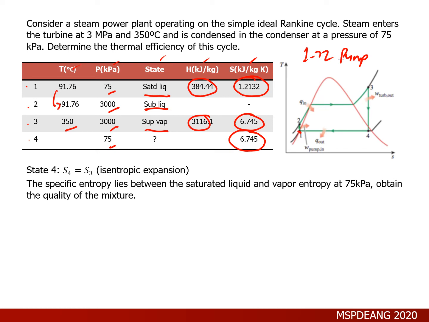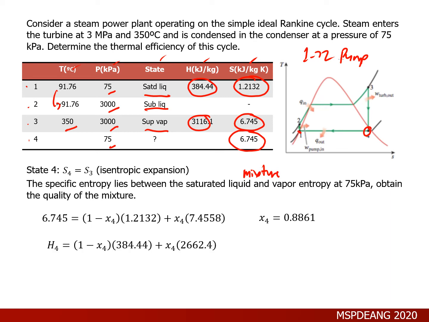Meaning, we now have a mixture of saturated liquid and saturated vapor. So, we have a steam quality mixture here. And from here, you can now obtain the quality of your mixture. Using the mixing formula, you can now get the quality of state 4, which is the following. And from this, you can now obtain the specific enthalpy of state 4 as follows.